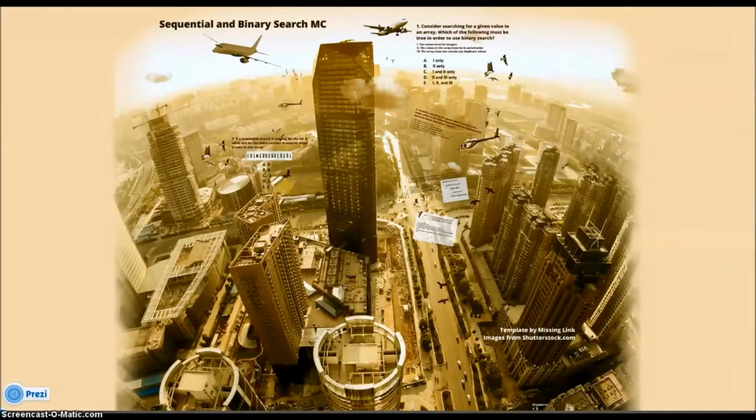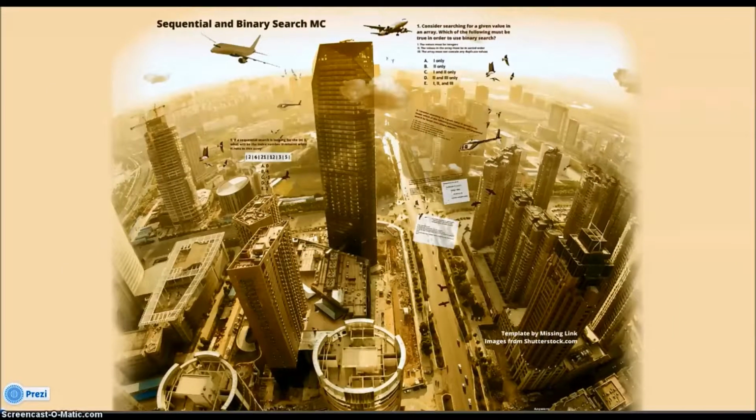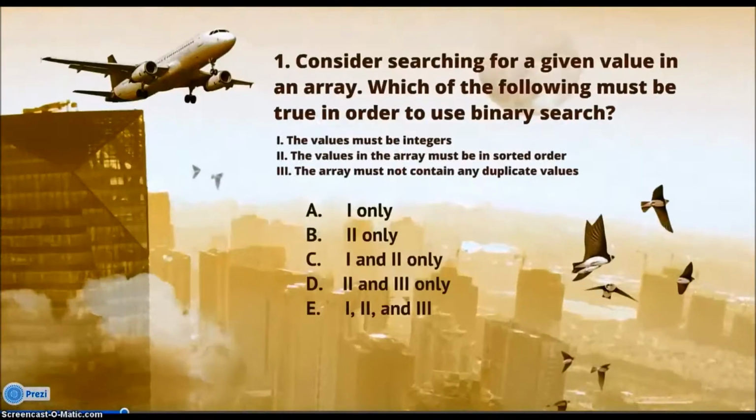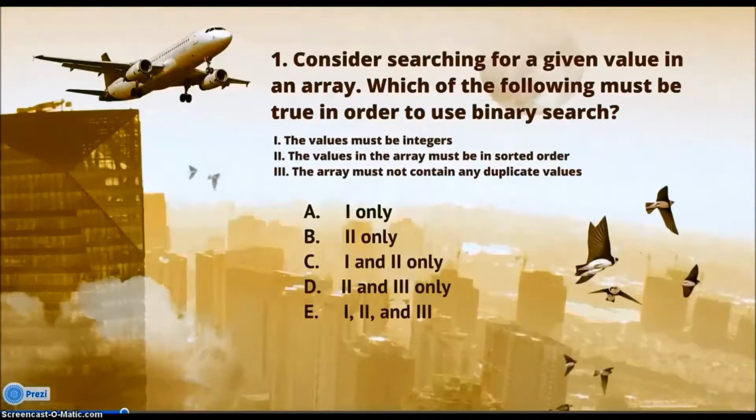So here are some sequential and binary search multiple choice questions. Number 1. Consider searching for a given value in an array. Which of the following must be true in order to use binary search? 1. The values must be integers. 2. The values in the array must be in a sorted order. 3. The array must not contain any duplicate values. Please pause the video to answer the question.